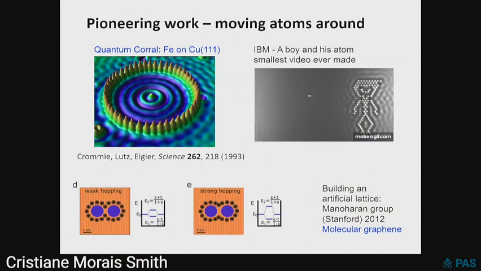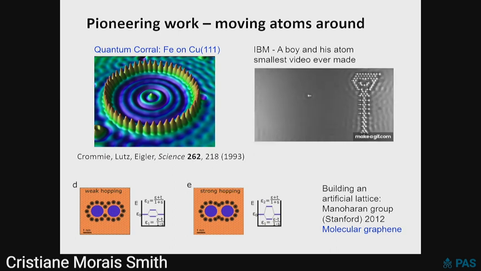This work is based on the pioneering work in the group of Don Eigler, when he first built the first quantum coral. So these spikes that you see in yellow and red are atoms of iron, and they are separated by 1 nanometer. And these beautiful waves that you see inside in blue are electron waves. It's the electronic wave function, what you are seeing down there. This is the smallest movie ever made. Each pixel is 1 atom. They did it for publicity for their work.